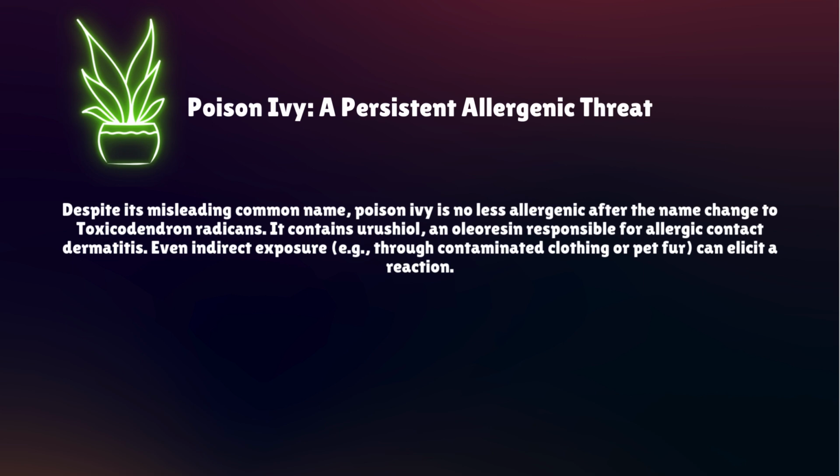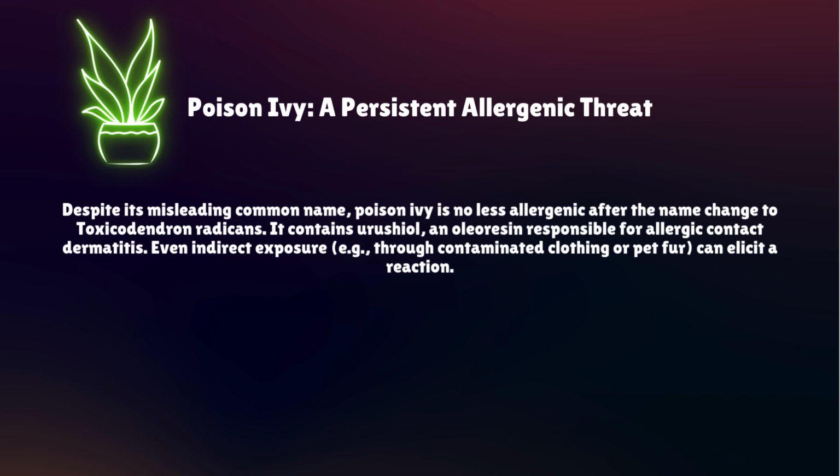Poison ivy, the persistent allergenic threat. Poison ivy is infamous for its allergic potential, courtesy of urushiol, a potent oil within its sap. Fun fact: despite its benign-sounding name, poison ivy remains a formidable allergenic plant even after being reclassified as Toxicodendron radicans. Urushiol is so tenacious that it can remain active on surfaces like clothing or pet fur for months. Even indirect exposure, say, through a beloved furry companion, can set off a reaction.